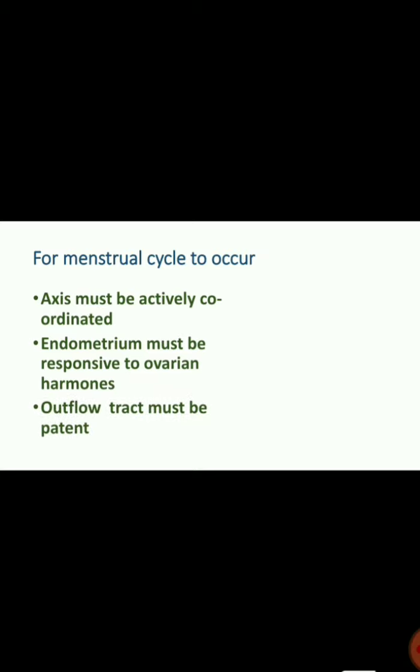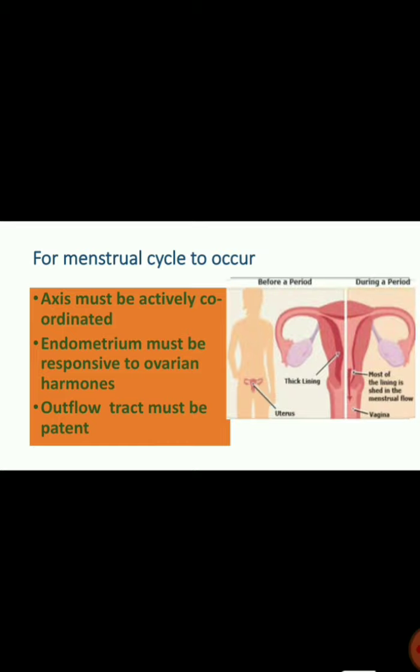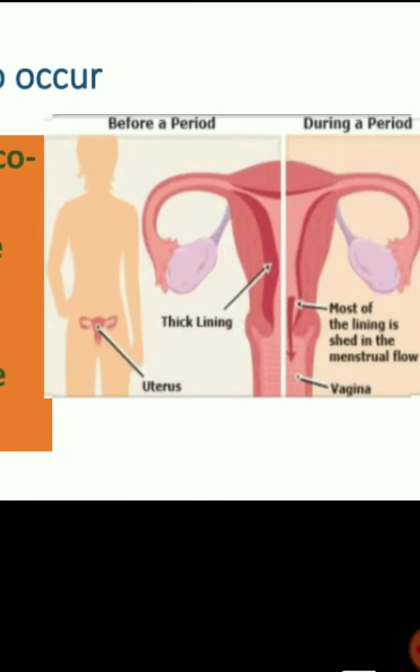And the last is that the outflow tract must be patent. So these are the few criteria for the menstrual cycle to occur. The outflow tract means the uterine cavity to the cervix to the vagina to the exterior. This tract should be patent.